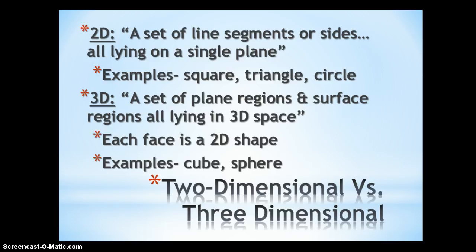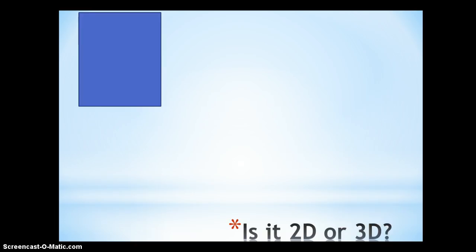One way to gauge if it's a 2-dimensional object versus a 3-dimensional object is if you can pick it up in your hands. If you can hold that object, then it's going to be 3-dimensional. Because you can never hold a square or a triangle, you would have to hold a cube or a pyramid. So now we're just going to go over a couple of shapes and decide if they're 2-dimensional or 3-dimensional.